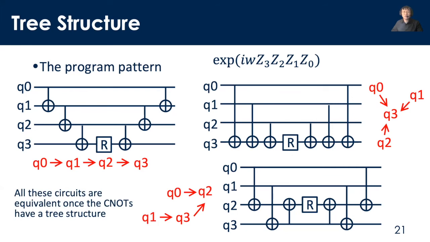In the first one, we connect Q0 to Q1, Q1 to Q2, Q2 to Q3. This is a tree, and the Q3 is the root. In the second one, we directly connect Q0, 1, 2 to Q3. And the Q3 in the center is the root. And the third one, we have a more complicated tree structure. Q0 connected to Q2. And we have Q1 to Q3, Q3 to Q2. But it is still a tree.